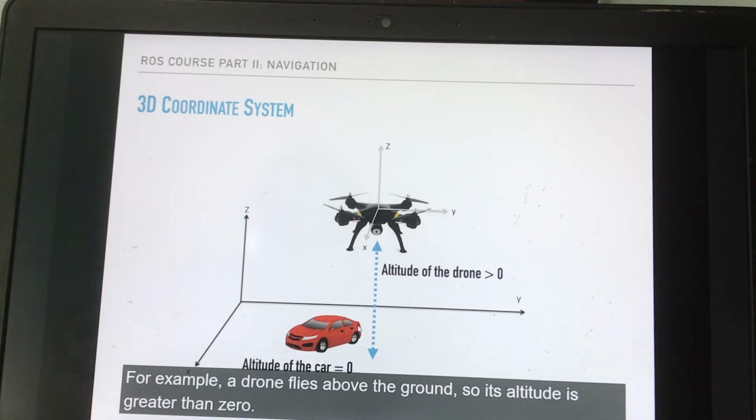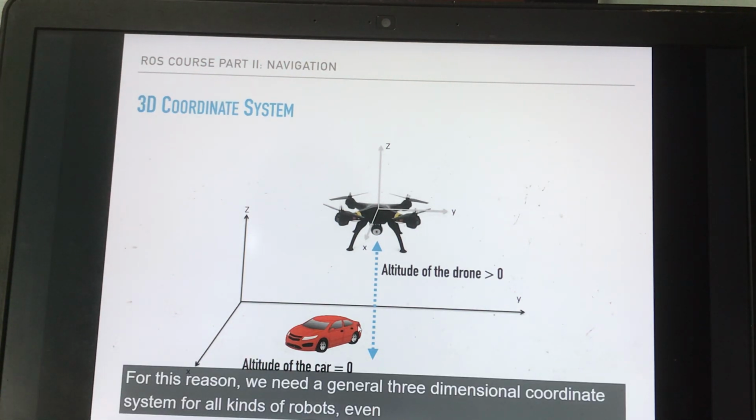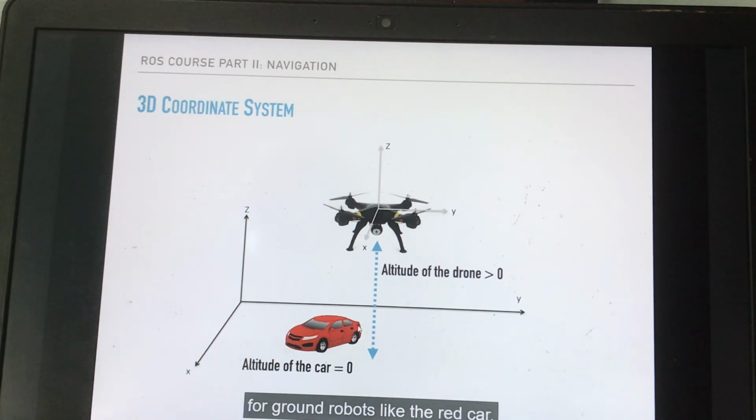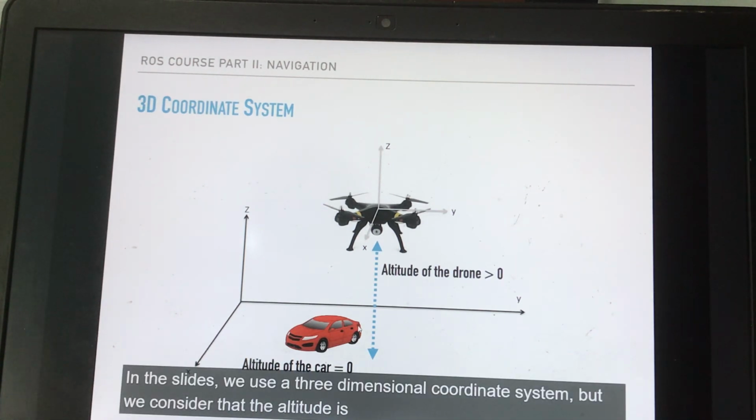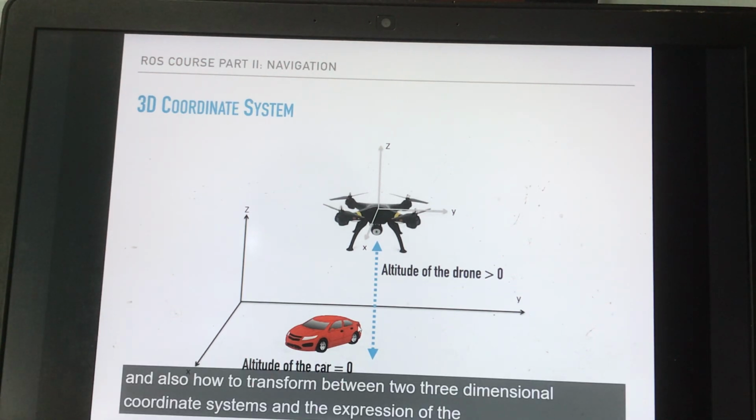For example, a drone flies above the ground, so its altitude is greater than 0. For this reason, we need a general 3-dimensional coordinate system for all kinds of robots. Even for ground robots, like the red car in these slides, we use a 3-dimensional coordinate system, but we consider that the altitude z is always 0. In this section, you will learn how to represent the coordinates of a pose in a 3-dimensional space, and also how to transform between two 3-dimensional coordinate systems and the expression of the transformation matrix.